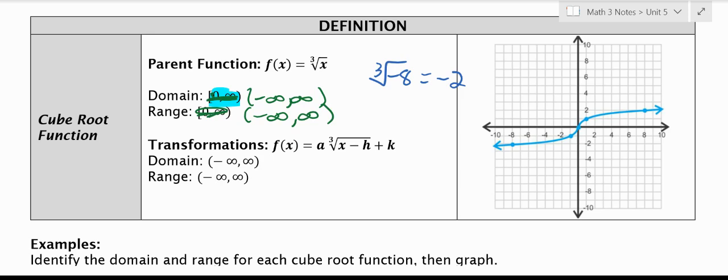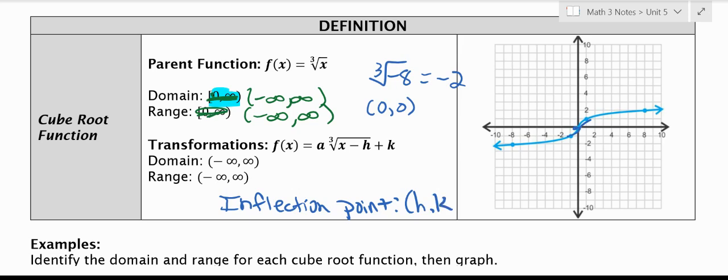Instead of an endpoint, we have an inflection point. So for the parent function, it's actually (0, 0). That's kind of where that graph does that little pivot. We call that an inflection point. And that's going to be (h, k). And you can see that with your a value, you're going to go over and up, and then just do your best to draw a little sketch.